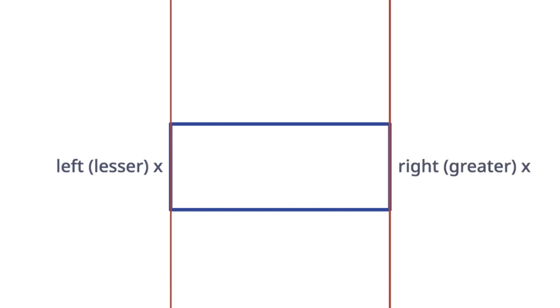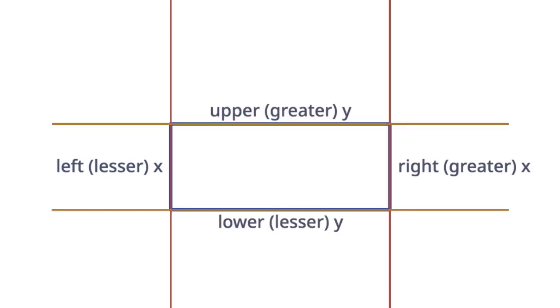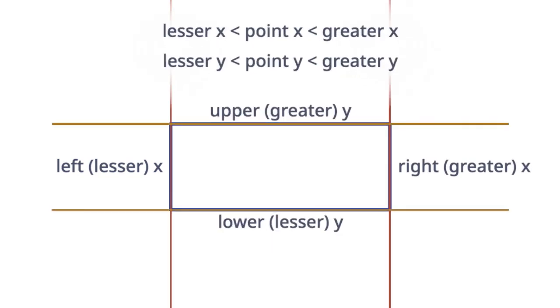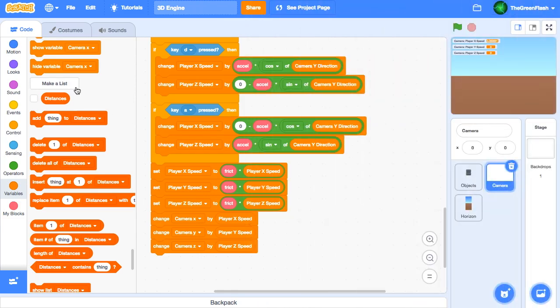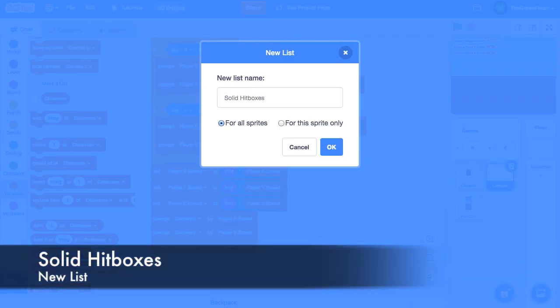If we have a two-dimensional rectangular hitbox like this one, we can define it with 4 values: left x, right x, lower y, and upper y. If a point lies between these values, we know that it is inside the hitbox. If we add lower z and upper z, we will have a total of 6 values to define each 3-dimensional hitbox. We'll use a list to hold this data, and we'll call this list solid hitboxes.